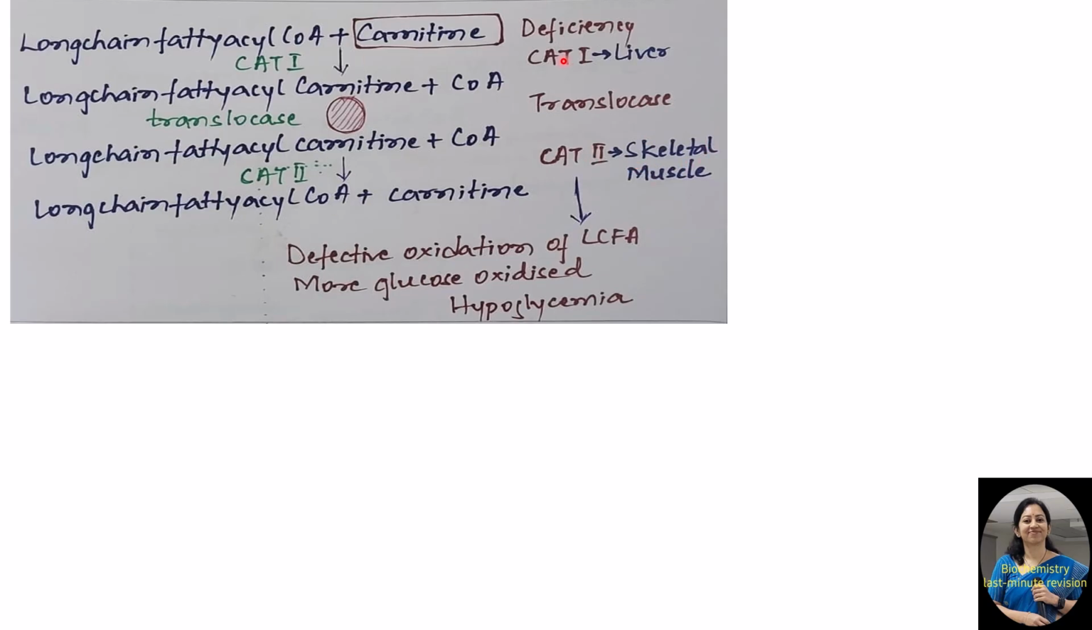Whether it is deficiency of carnitine acyl transferase 1 or 2 or translocase, what happens? There occurs defective oxidation of all the long chain fatty acids of more than 14 carbon atoms. Because the fatty acids are not getting oxidized, more and more glucose will be oxidized in that particular individual, resulting in hypoglycemia.